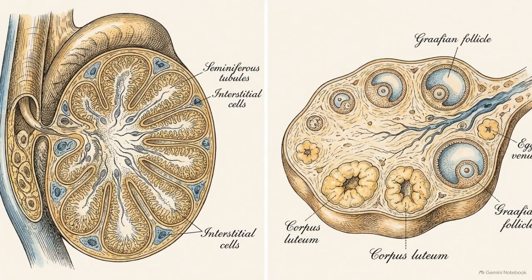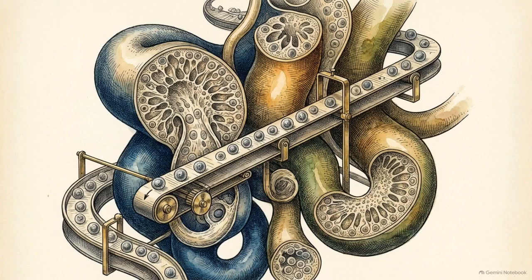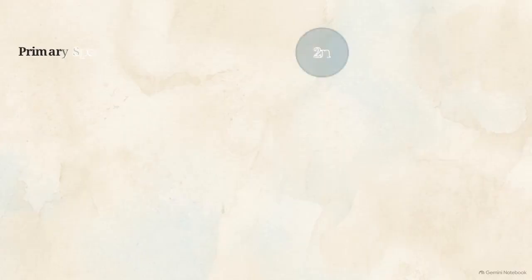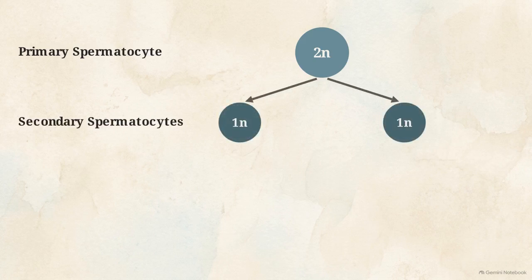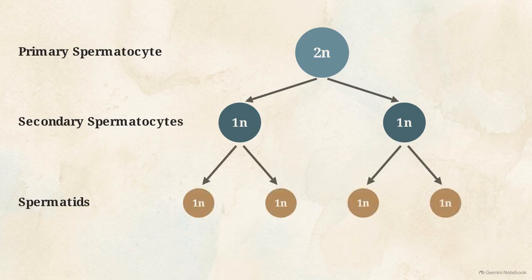Gametogenesis is the actual manufacturing phase, taking place within the primary sex organs, the testes in males and the ovaries in females. In males, spermatogenesis begins at puberty and operates like a continuous assembly line. Once it starts, it never stops. This flowchart tracks the process deep within the seminiferous tubules. A single primary spermatocyte undergoes meiotic division into 2 secondary spermatocytes, dividing again into 4 haploid spermatids.